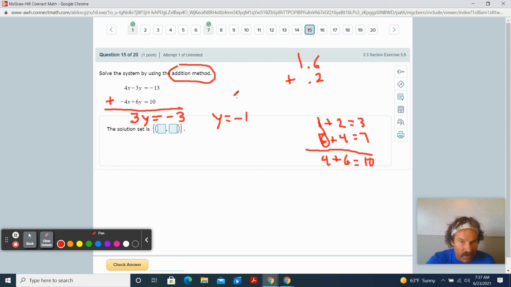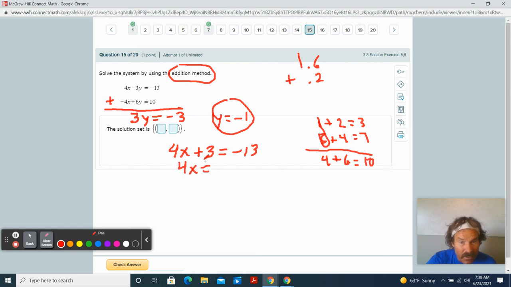But once you get a variable solved for, like we got y is equal to negative 1, now we have a choice. We can plug negative 1 into the first equation, or we can plug negative 1 into the second equation. We have to plug it in for y. Okay, so I'll just use the first equation. 4x minus 3 times negative 1 is a plus 3 equals negative 13. 4x minus 3 times minus 1 is positive 3 equals negative 13. Now I just solve for x.